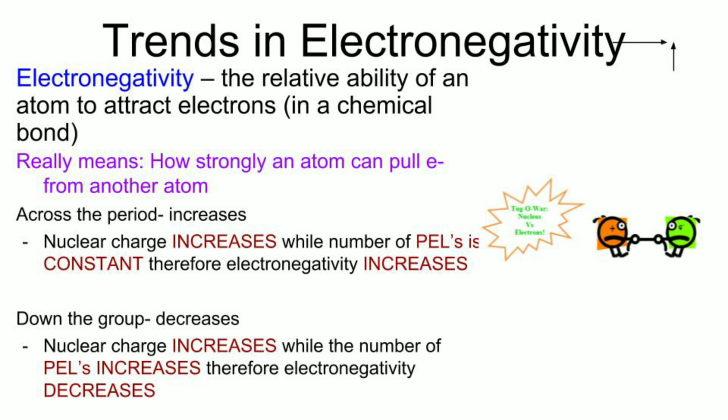As we move across a period, electronegativity increases because nuclear charge, or the number of protons, increases. More protons means more pull of electrons from a neighbor's atoms. As we move down the group, electronegativity decreases. That's because as you add more shells to your atom, your nucleus has to pull through all of your shells before it can pull on a neighboring atom's electrons.